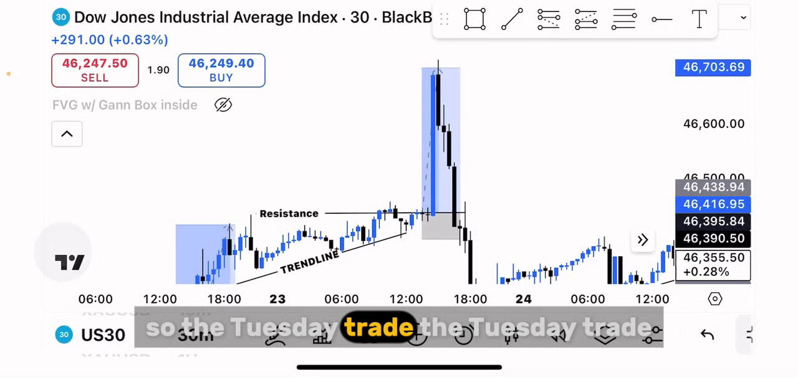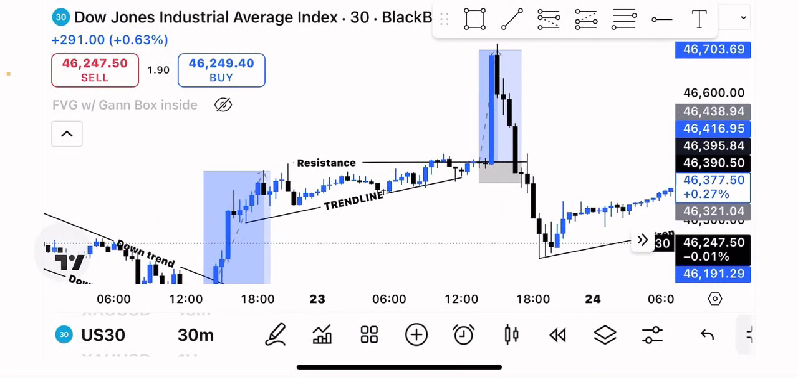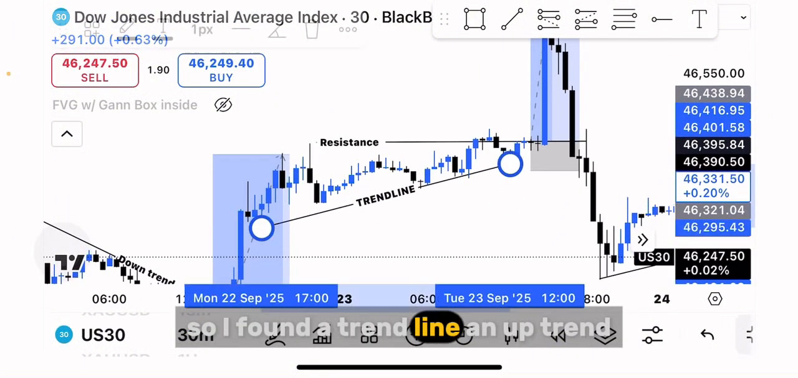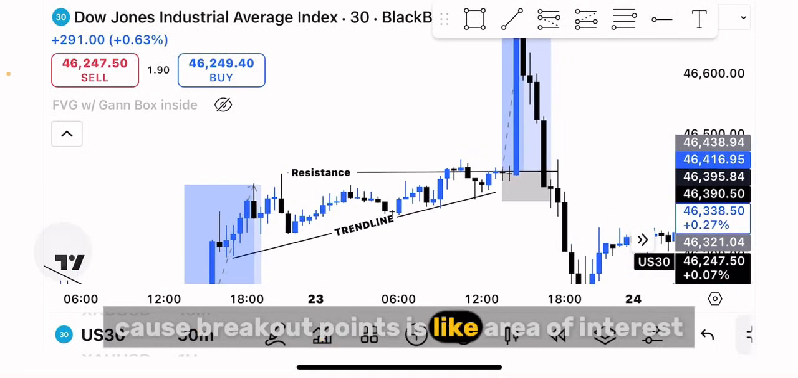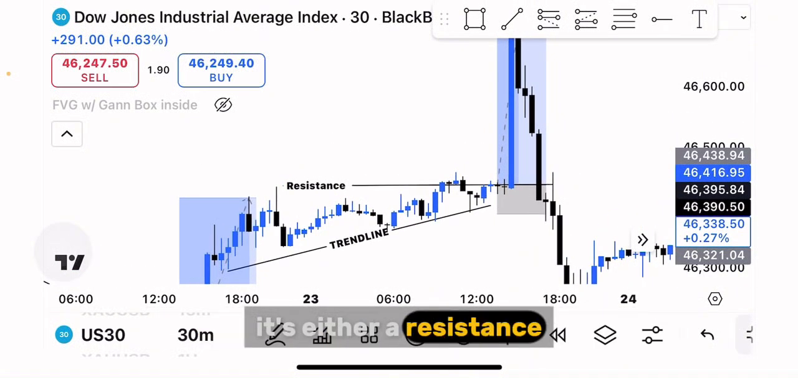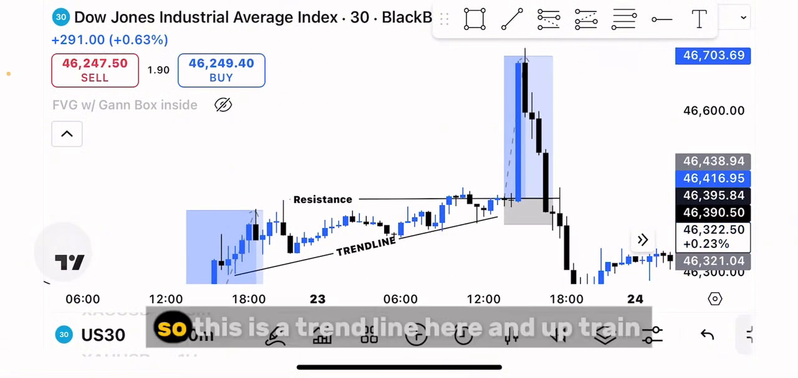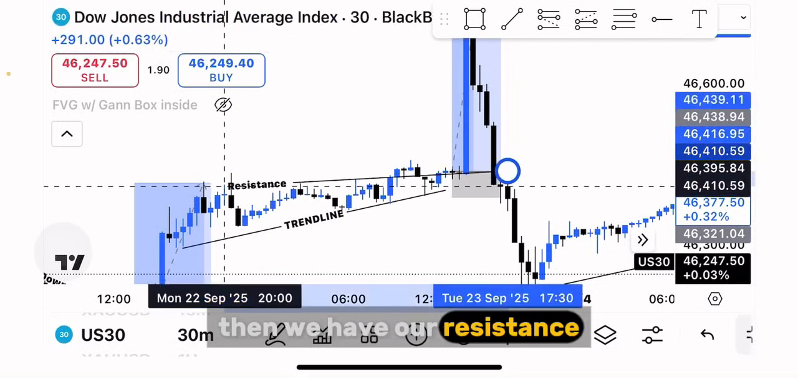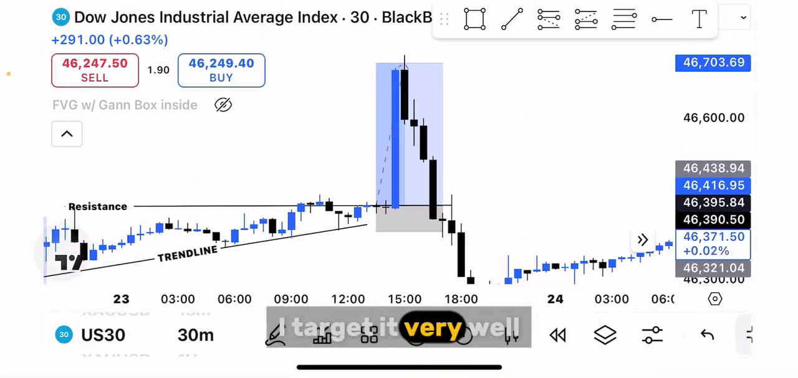So the Tuesday trade, this trade is actually a news trade. It's actually a news trade. So I found a trend line, an uptrend. We are just looking for a breakout point, because breakout point is like an area of interest. It's either a resistance, a support, a trend line, or just a zone. So this is a trend line here, an uptrend. Then we have our resistance. So market broke above resistance, and you see this one I targeted very well.